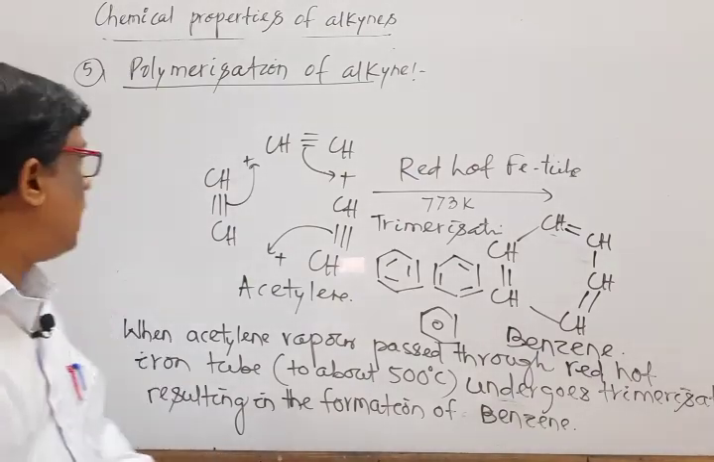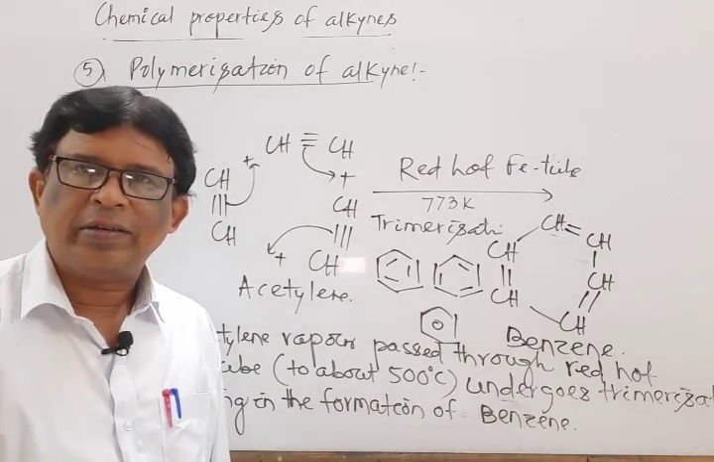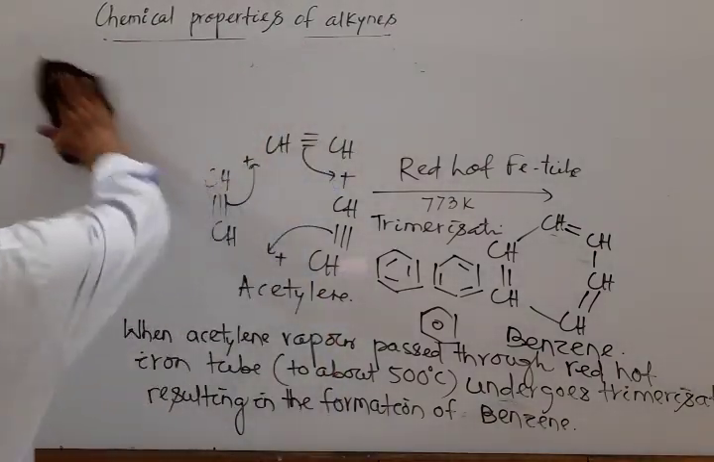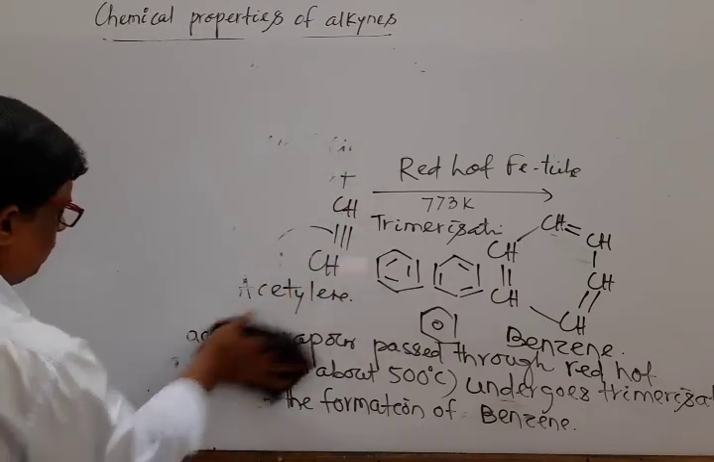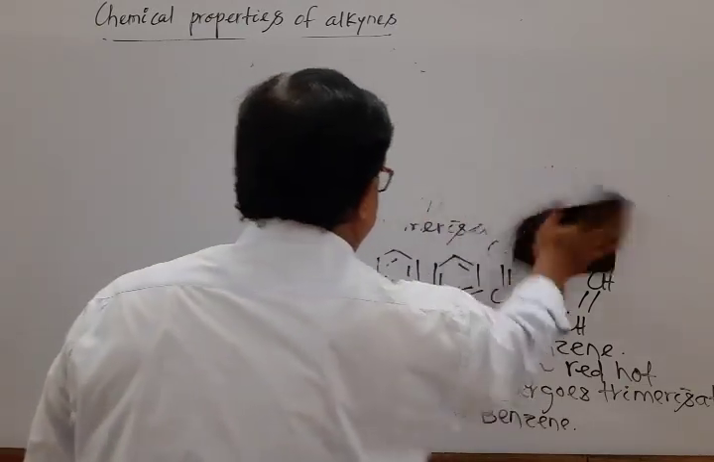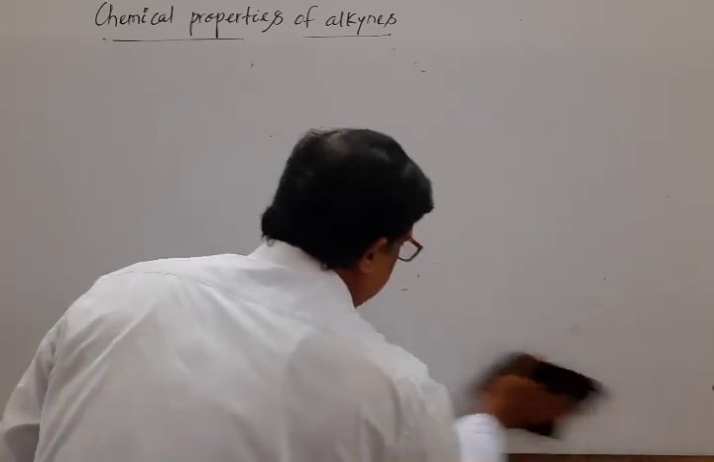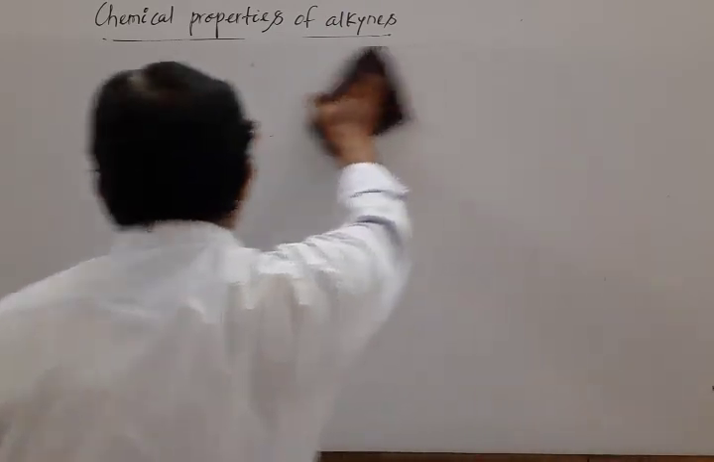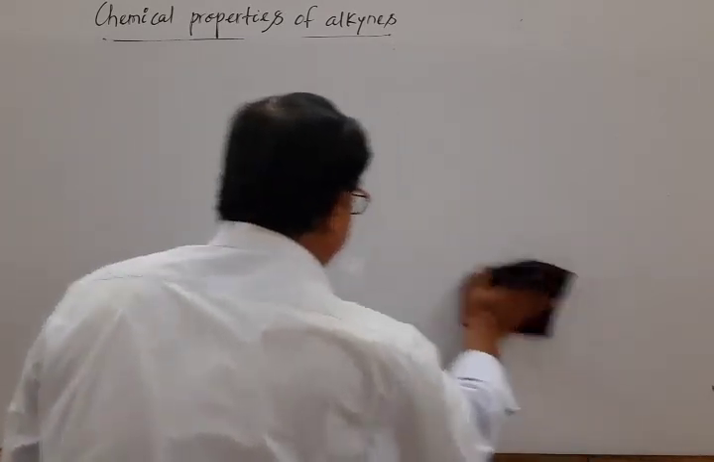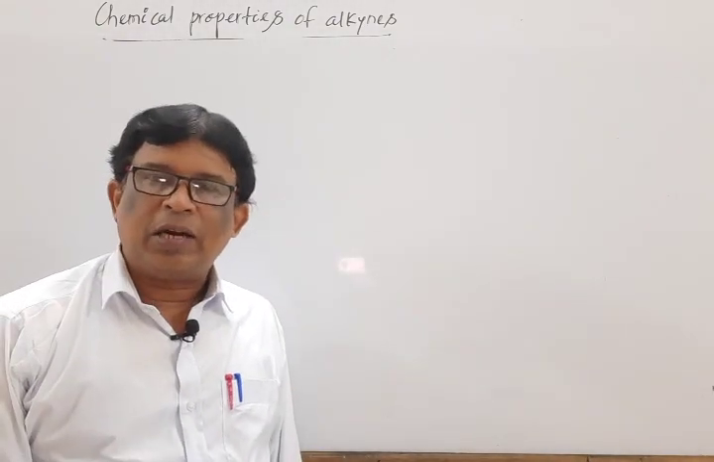Okay, next, the last chemical property, that is acidic nature of terminal alkyne or 1-alkyne. Sixth chemical property, that is acidic nature of terminal alkyne. Initially we discussed alkynes are of 2 types. One is a terminal alkyne, one is a non-terminal alkyne. The triple bond which is present at any one end of the compound, that is known as a terminal alkyne, and the hydrogen attached to that carbon atom is acidic in nature.